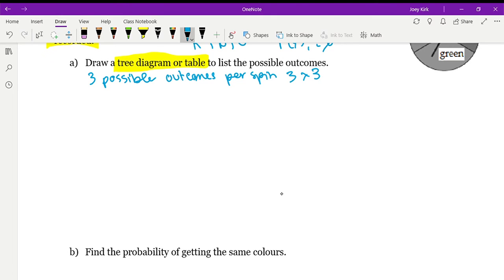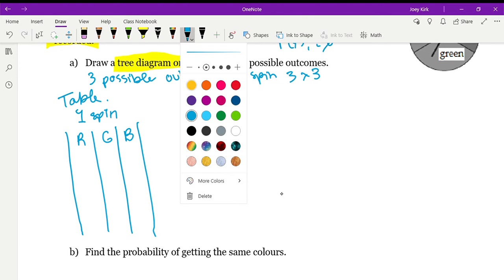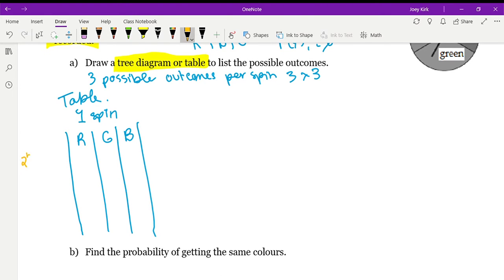Let's look at the table diagram first, because I like that one better. So for our table, our first spin, we know we have 3 options, and our first spin are going to be the columns. So we can have red, we can have green, or we can have blue, right? Those are our 3 different options. I'm going to try and make this as clean a table as possible. I will do my best. Now for our second spin, we can also have 3 different options, red, green, or blue, okay?